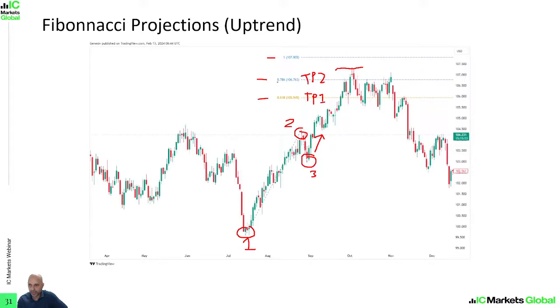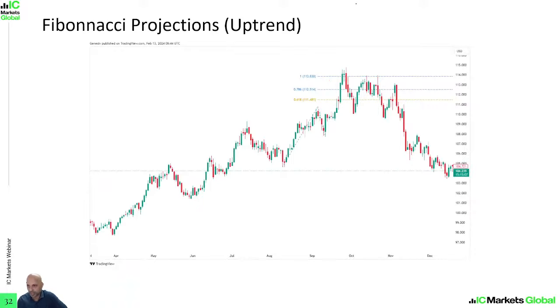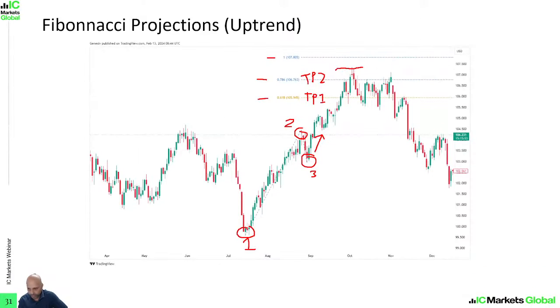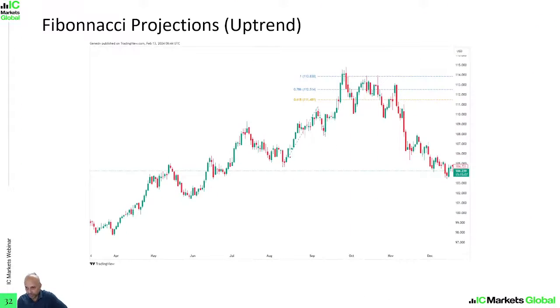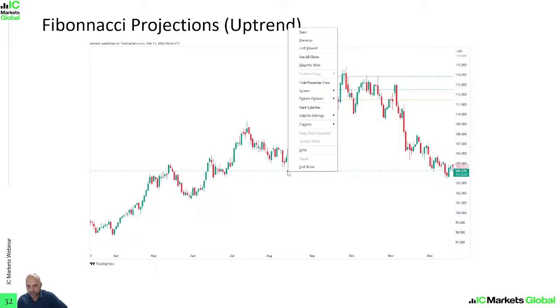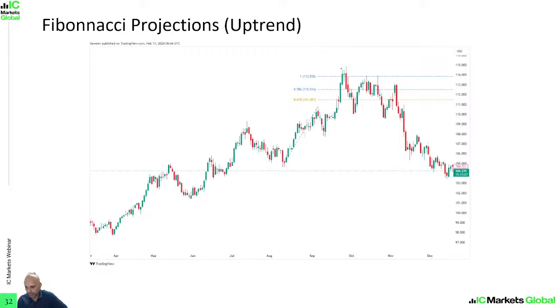So we can see how we can use the projection tool on the uptrend to help us identify potential take profit levels, or in other words, help us to identify potential resistance levels. Now for the downturn, this is another one for the uptrend, sorry. This one was, I believe, 2023 August to October, and this one is 2022 August to October.